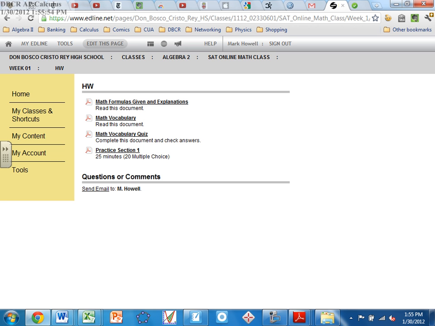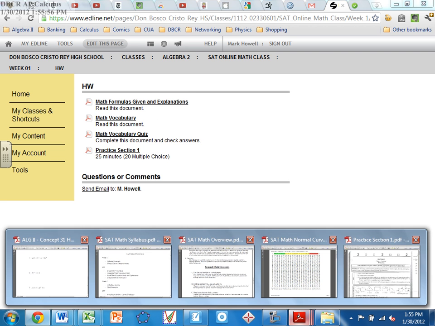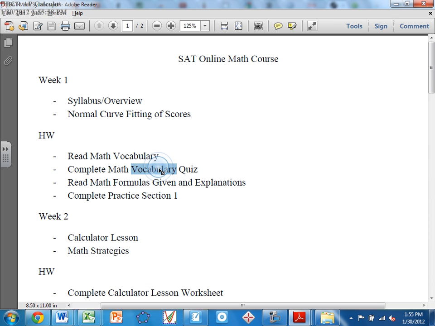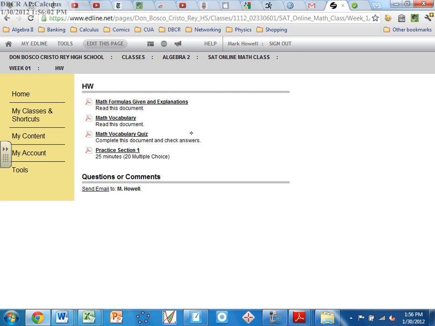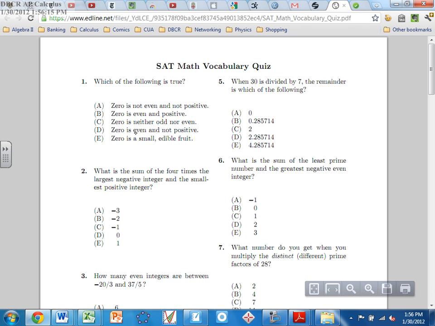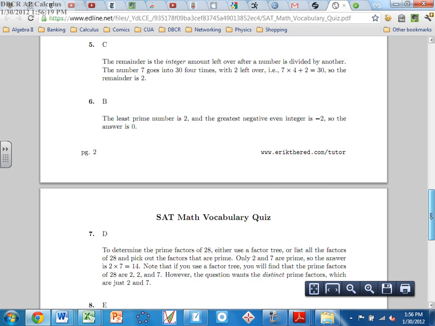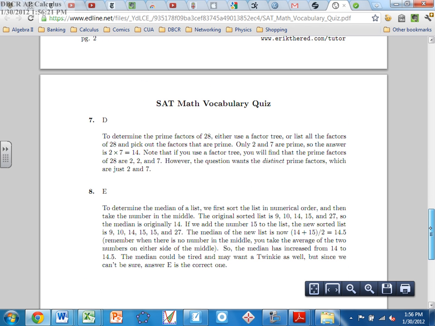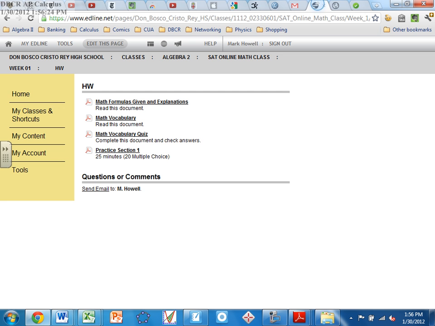When you're done reading that document, the second assignment on the syllabus you're going to see is complete the math vocab quiz. Well, that's right below it. It says math vocab quiz, and then it simply says complete this document and check answers. Anytime you complete any quiz in this section, you're going to see that there's also going to be a solution. So for this example, when you complete the quiz, the solution is actually right afterwards. So if I were to click on this, here's the actual quiz, and then the actual solution comes right afterward. Okay, so these are all the solutions to all of those quiz questions.